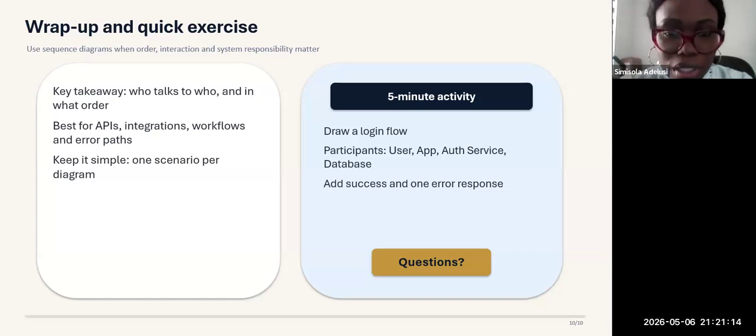So yeah, I put something here. Yeah, keep it simple, right? One scenario per diagram. I mean, if you're a real pro, or if you think that your audience are pros in reading sequence diagrams, then you can maybe decide to put more than one scenario in a diagram.